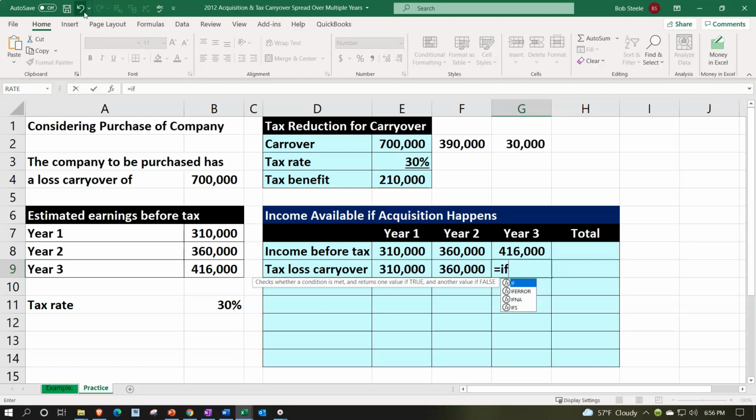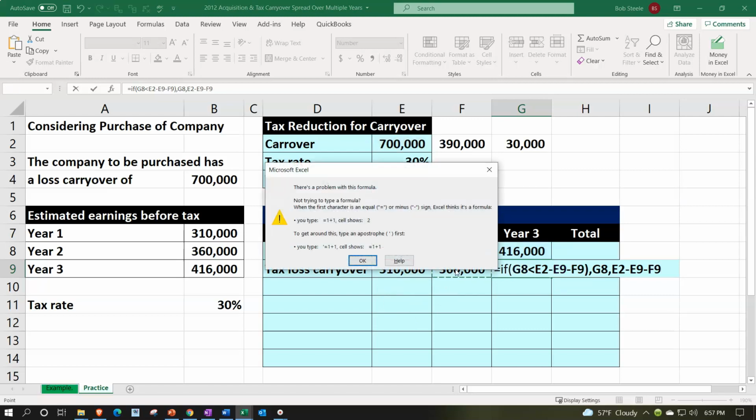Say this equals if, shift 9. If this number is less than, then I'm going to do it this way and put brackets around it again. Well, we don't need the brackets. It's going to be the 700 minus the 310 minus the 360, which will end up with 30 brackets, comma. If that's the case, then use this number. If not, comma, then I'm going to do that same calculation, which will come up to the 30,000. Then take the 700 minus the 310 minus the 360, which would then be, it's going to put brackets at the end of it.